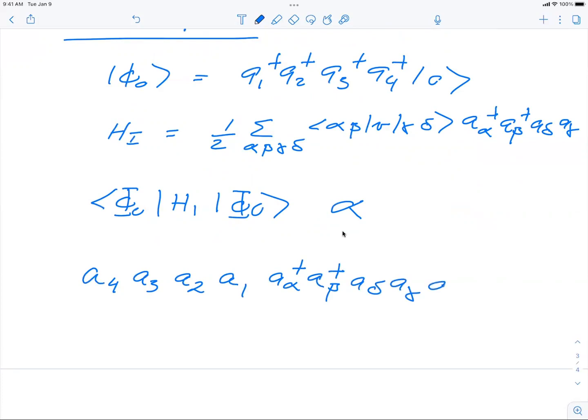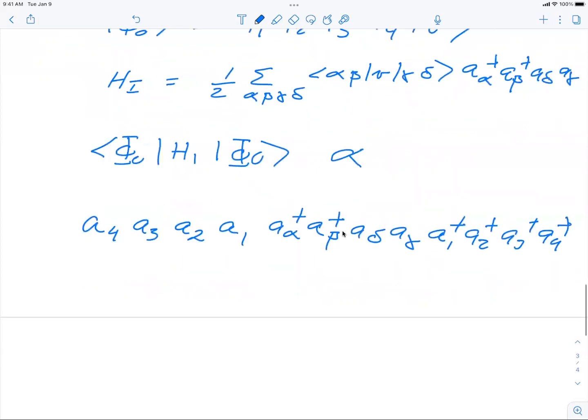And then I have A1 dagger, A2 dagger, A3 dagger, and A4 dagger. So when you're calculating this now, if you use Wick's Generalized Theorem, life is a little bit simpler because now we have 3 chains of normal ordered operators. So it's this chain, it's this chain, and it's this chain.